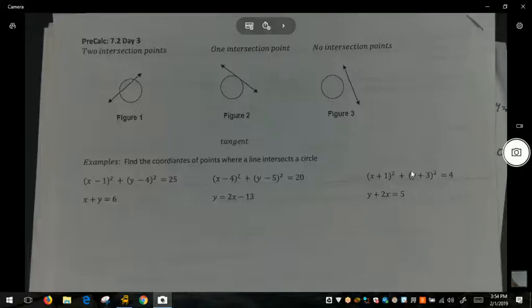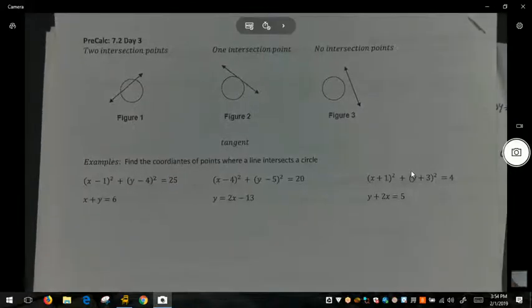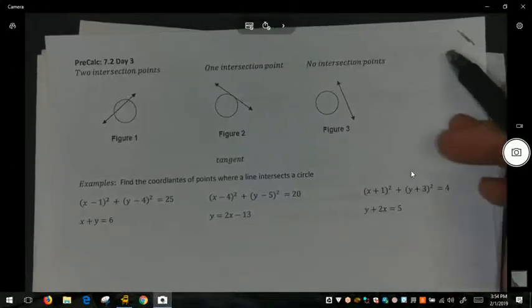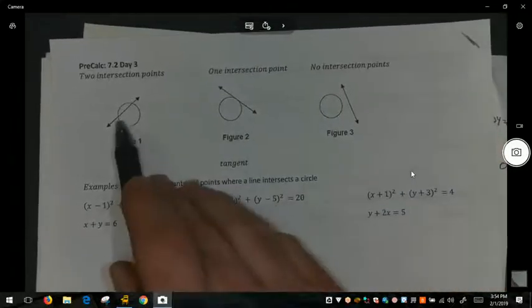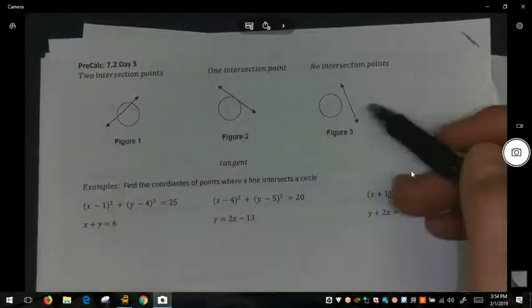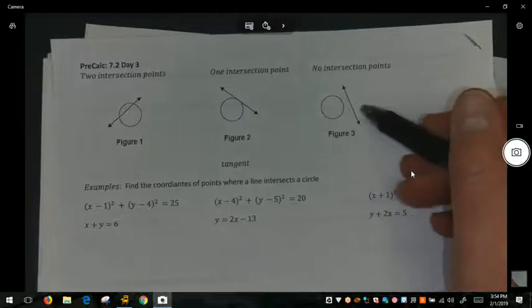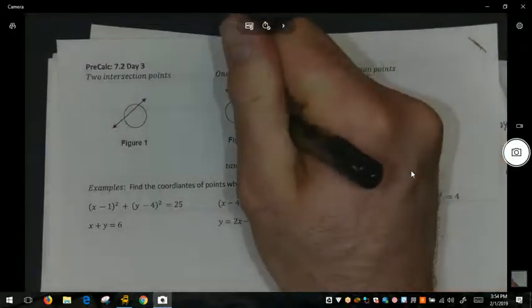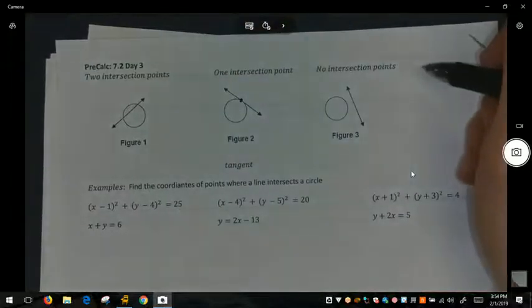Lesson 7.2, third part of the lesson, day 3. The learning target for this lesson is for you to be able to solve for the intersection points of a line when it intersects the circle, or find out when it doesn't intersect if there is no intersection point, or to find the single point if there is a point of tangency.